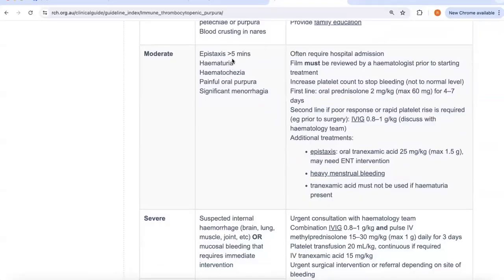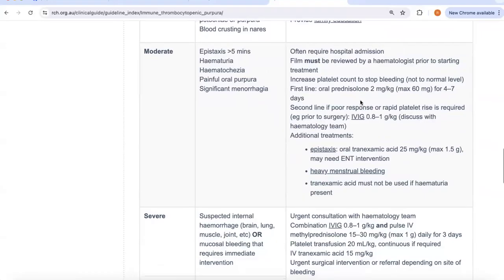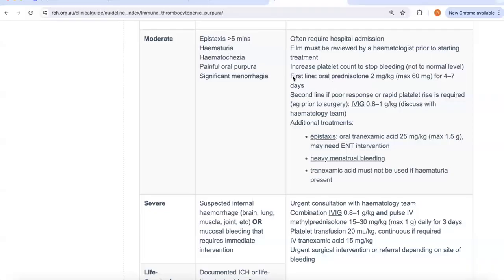Moderate, if the patient is having epistaxis staying more than 5 minutes, these are all active bleeding. So if the patient is actively bleeding, sometimes may need hospitalization, and the hospital treatment will be first line steroid. If steroid is poor response, then IV immunoglobulin will be the treatment.